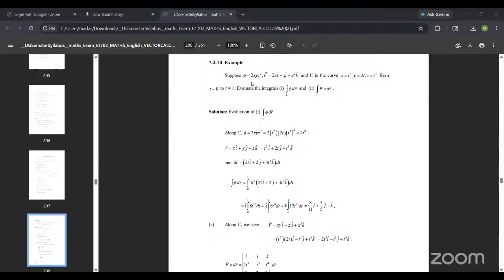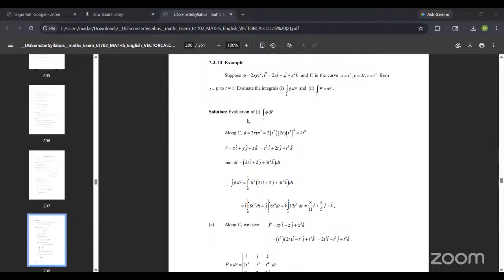Let phi equal to 2xyz square and F equal to 2x i minus z j plus x square k, and C is the curve x equal to t square, y equal to t and z equal to t cube, from t equal to 0 to 1. Then evaluate the integral of F dot dr. So evaluation of phi dr along the curve: phi equal to 2xyz square, x equal to t square, y equal to t and z equal to t cube.